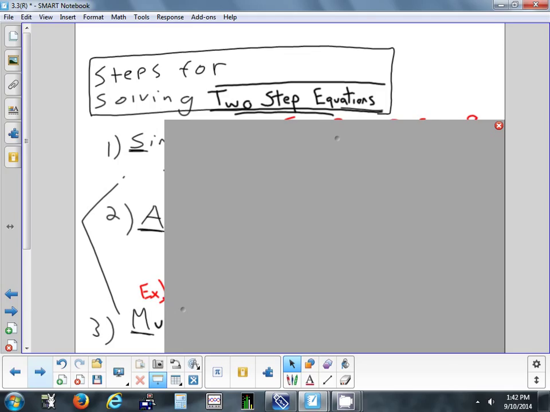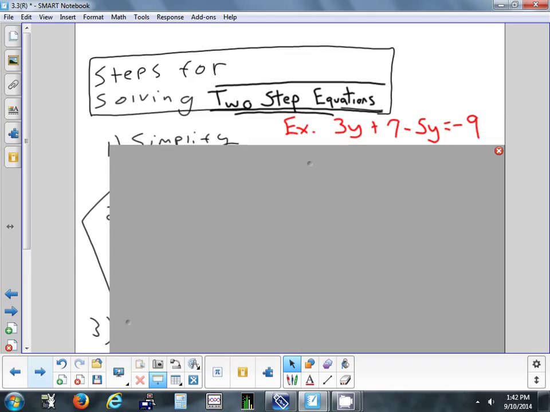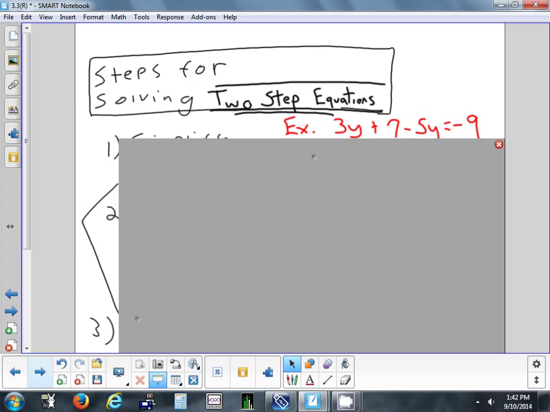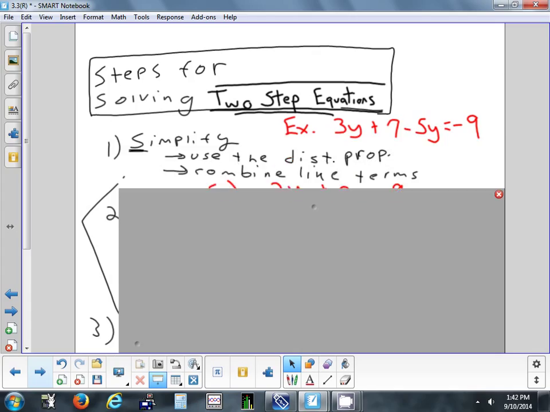So you got on your little graphic organizer there, you got 2-step equations. In that box, just like we've done all week, Mr. Hager talked about SAM. So for number 1, first thing we're going to do is the S, which stands for simplify.